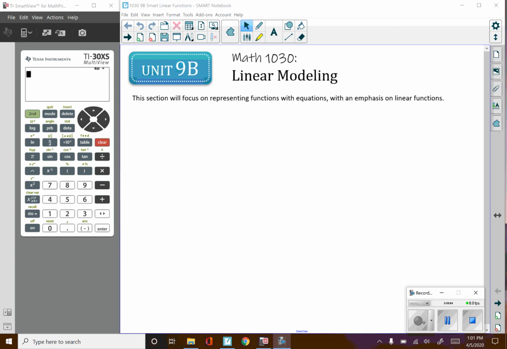Hey, Math 1030, it's lesson 9B, linear modeling. So in this section, we'll focus on functions, but this time we're focusing more on the equations, and we're also just focusing on linear functions, not the whole world of different function types, just linear.